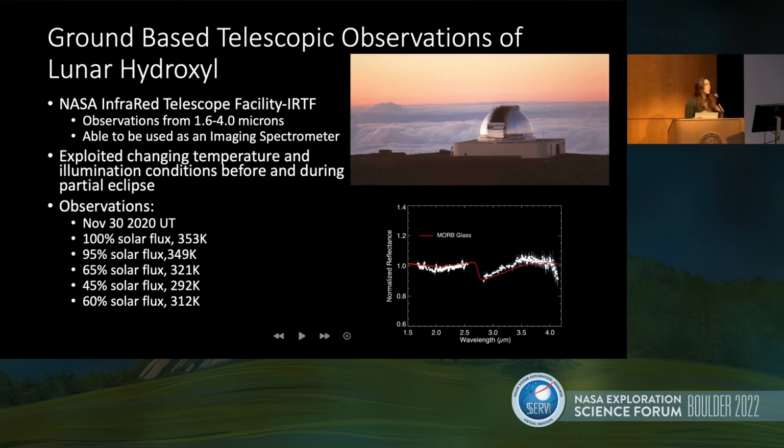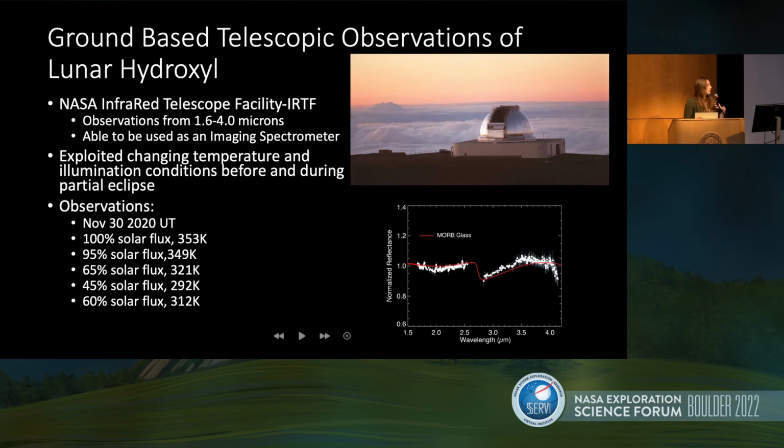So to approach this, our group uses the NASA Infrared Telescope Facility on Mauna Kea to take ground-based telescope observations. So we look between 1.6 and 4 microns. That goes past the 3 micron cutoff of Moon Mineralogy Mapper data to longer, more thermally dominated wavelengths, which helps constrain our thermal correction. We're able to use it as an imaging spectrometer and make hyperspectral maps. And we also can take advantage of unique observing opportunities, for example, exploiting the changing temperature and illumination conditions due to partial eclipse.